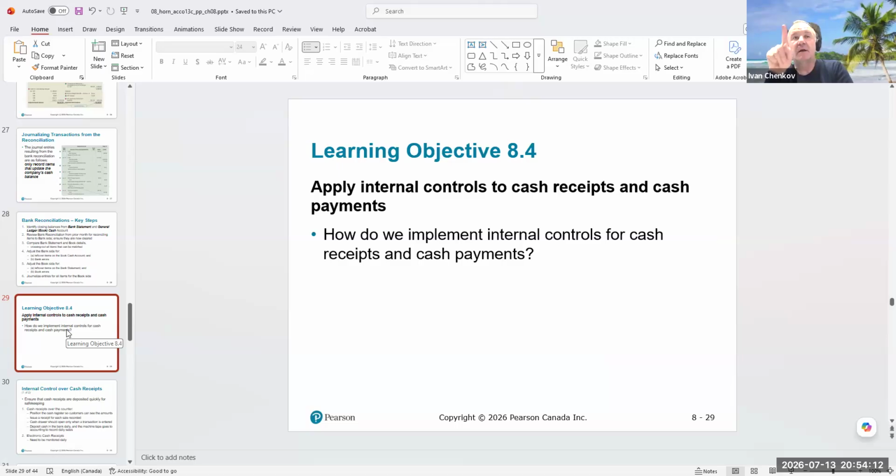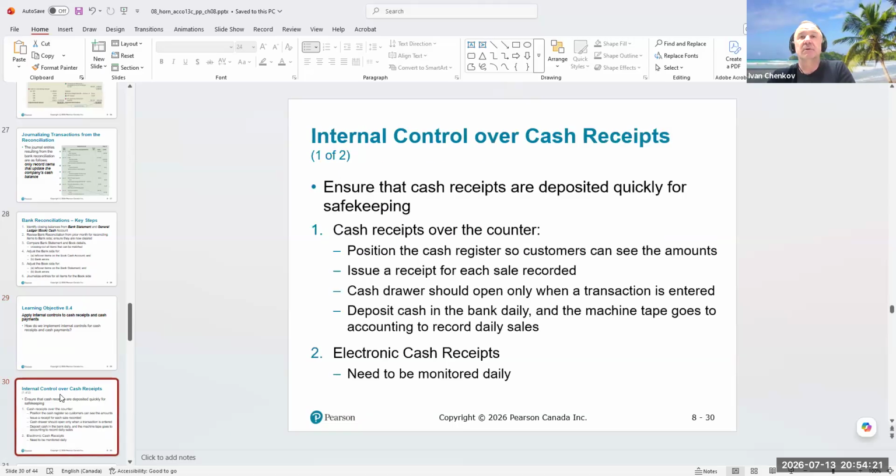The other interesting thing that I want to talk about is the internal control for cash receipts and cash payments. How are we going to do this internal control? Again, having in mind that cash is the most liquid and can easily change hands, we have to protect that cash.